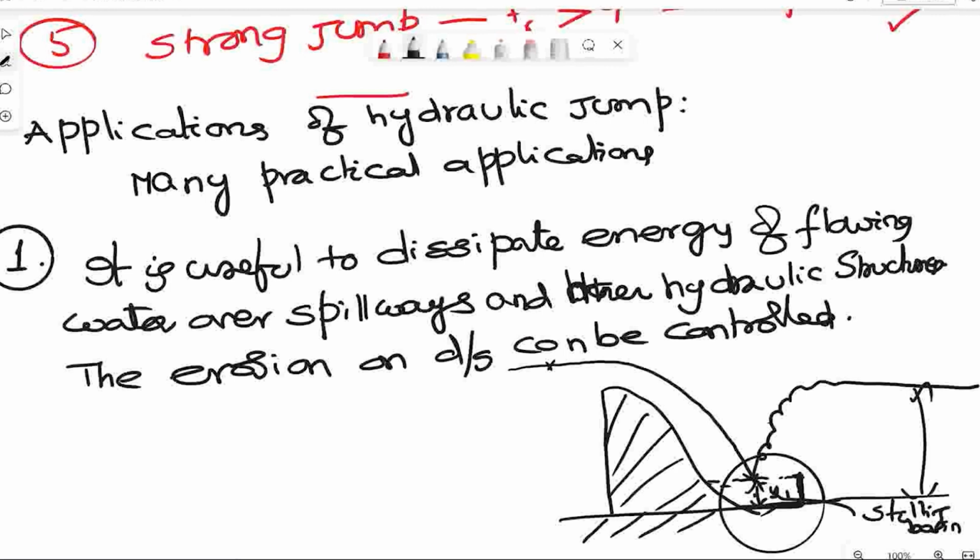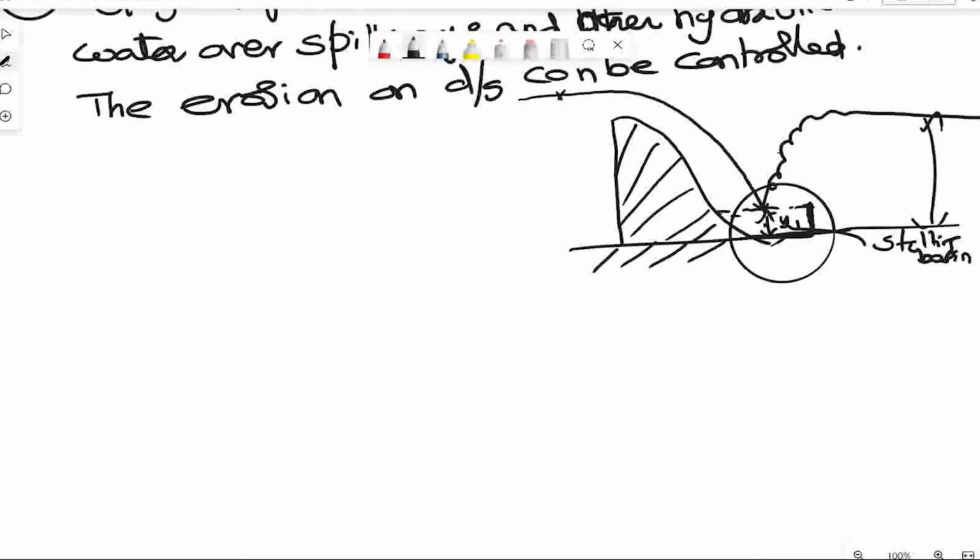85% of the energy of the flow is dissipated, destroyed right here itself, and only the remaining 15%, that is only flow depth energy, that is enough, will be flowing into the channel. So this is the first application of hydraulic jump.